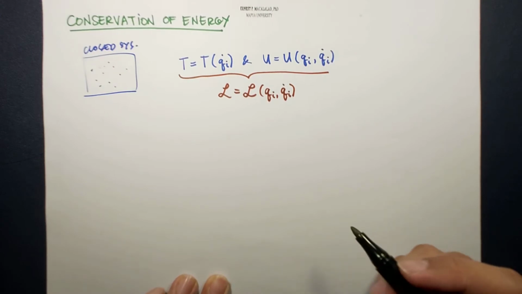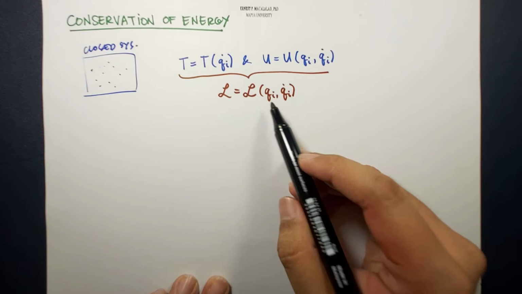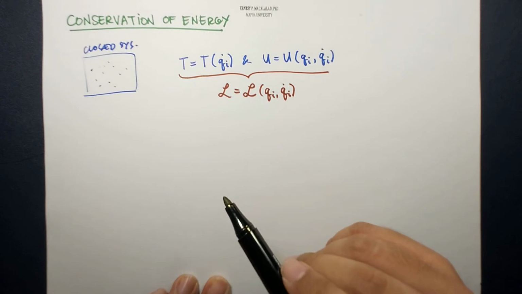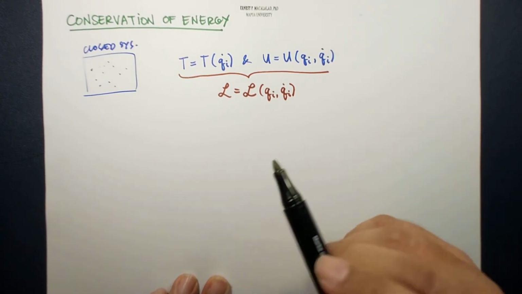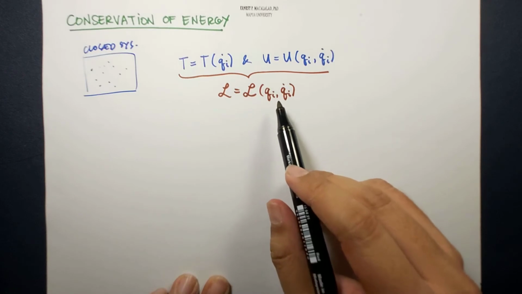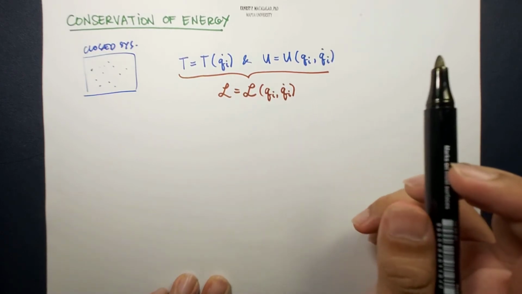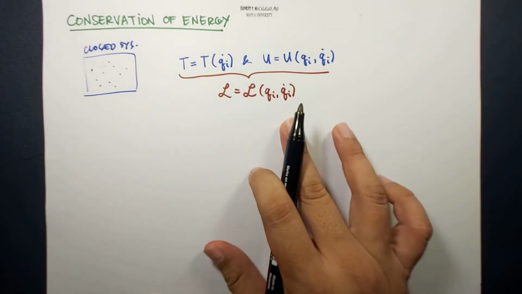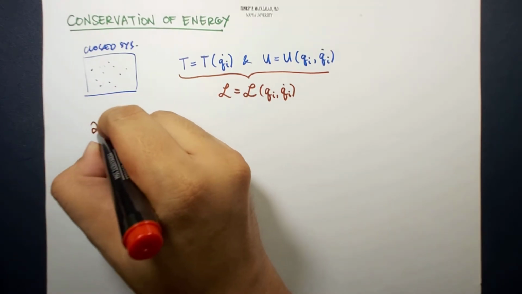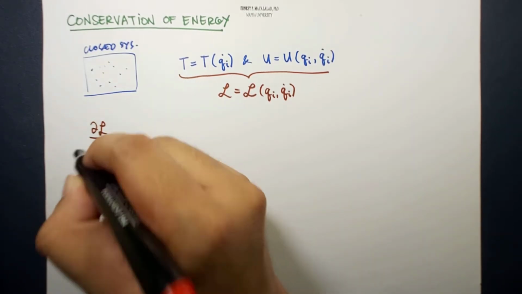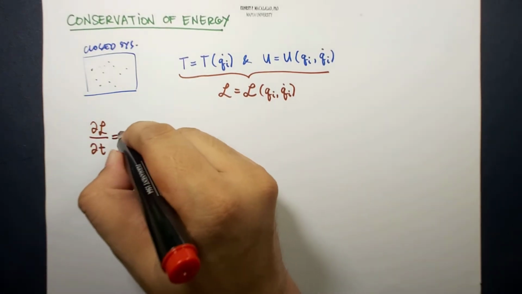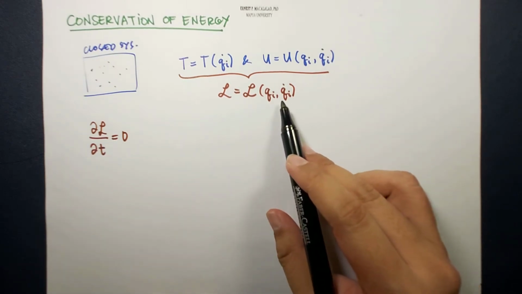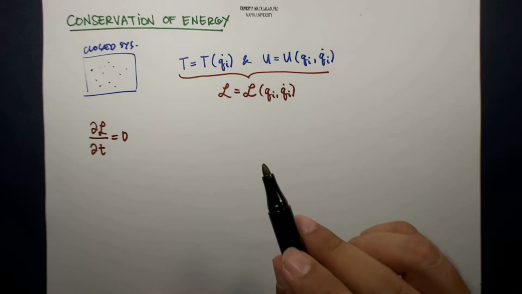Although we know for a fact that the position and velocity of your system are functions of time, the Lagrangian itself is not an explicit function of time. So this leads us to the first statement wherein the partial derivative of the Lagrangian with respect to time is equal to 0, because the Lagrangian is only an implicit function in time.